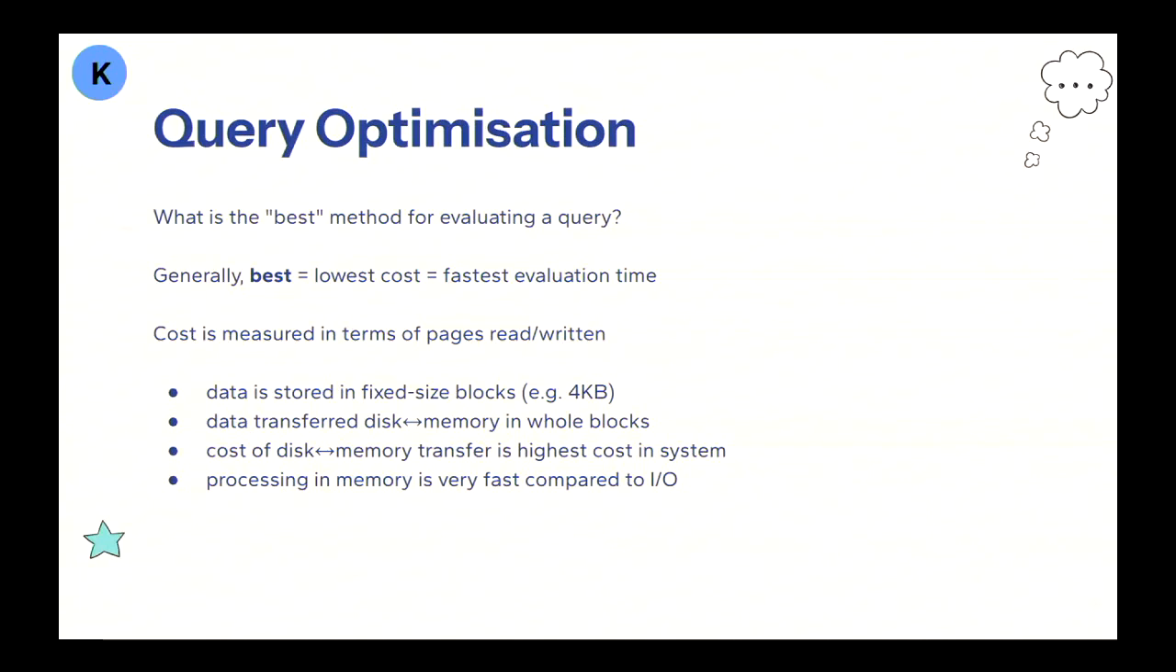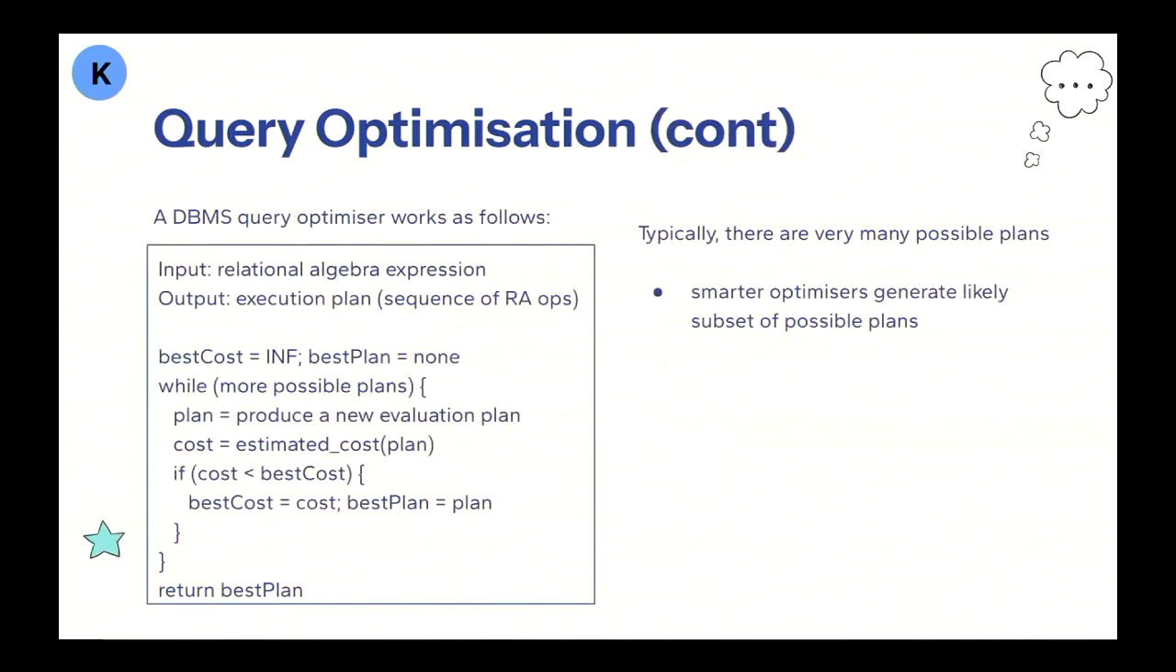The processing of data in memory is actually very fast. So when we do query optimization, we should somehow make the DBMS avoid interaction with the hard disk. So that's the strategy for query optimization. And here is an algorithm for the DBMS to do query optimization.